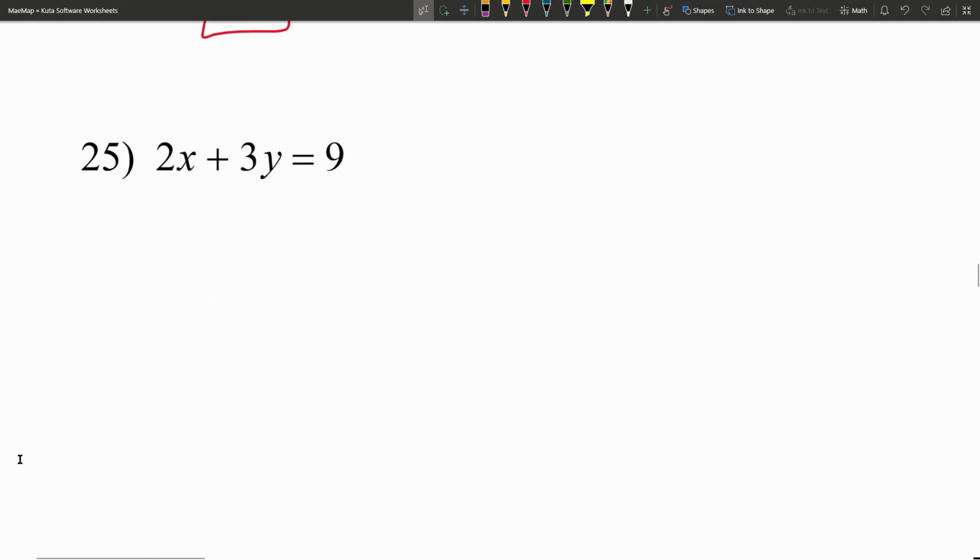Number 25, what's our slope? Well, what's multiplied by x? A 2. But that is not our slope. Why is 2 not our slope? Because we're not in the form of y equals mx plus b. We need to be in this form in order to figure out our slope. So let's solve our equation for y. We need to isolate y, get it all by itself, so we're going to have to move this 2x to the other side. So we'll do so by subtracting 2x.